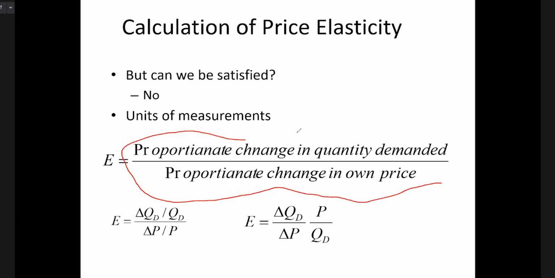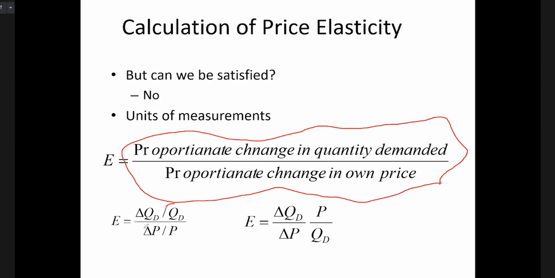We have proportionate change in quantity demanded divided by proportionate change in its own price. If we do that, of course, we can ignore the unit of measurement problem. So what we do is see the proportionate change in quantity demanded with respect to its original price. What was the original quantity and then what is the change? This is known as proportionate change. The price is also the same. What was the original price and then what is the change in price? Then we divide one by the other.